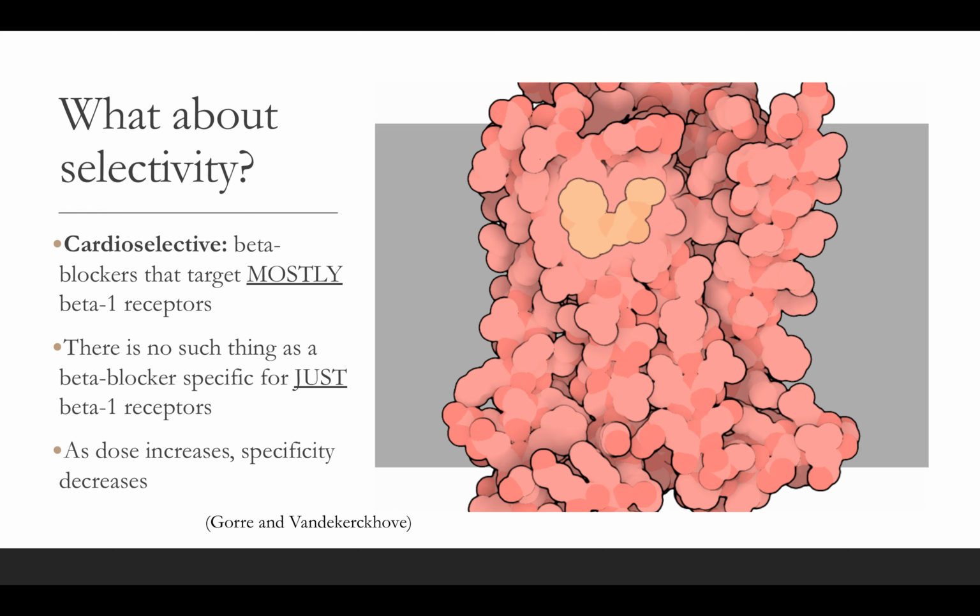So you give someone more beta blocker, a higher dose, that is going to be able to, I guess, diffuse more throughout the body and target more beta receptors. It's going to mess with more beta receptors in your body. So they try to really hone down on the dose to make sure that that doesn't happen.